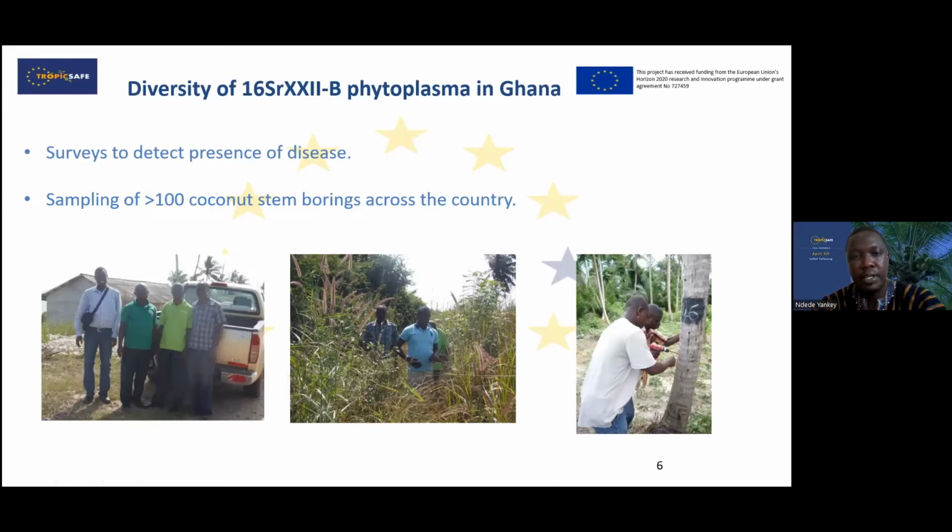Now, to study the diversity of the phytoplasma in Ghana, under this Tropicsafe project, we have conducted surveys all around the country to detect disease presence. And we have done so using extensive and intensive methods. We have used vehicles to assess all motorable roads, and on farms where the vehicle cannot pass, we go on foot to inspect the individual infected palms. And then we have also collected over 100 samples across the country in all the major coconut growing regions.